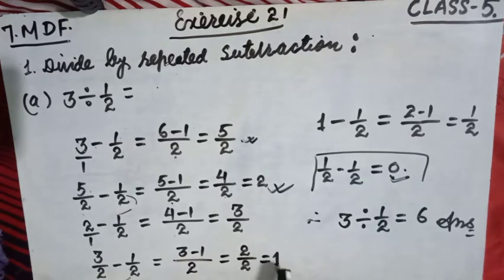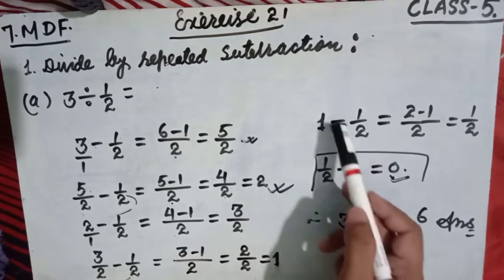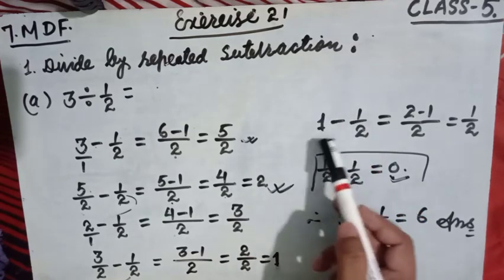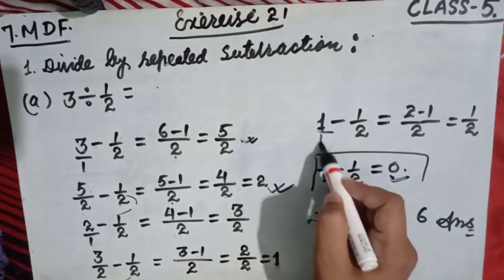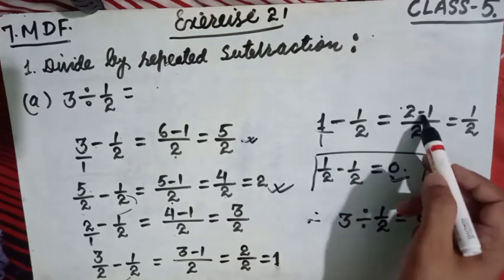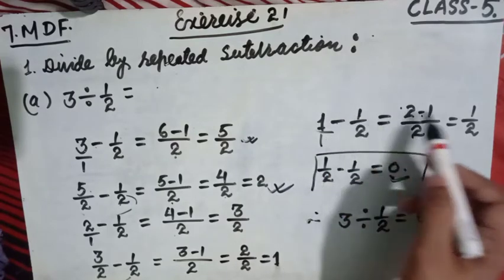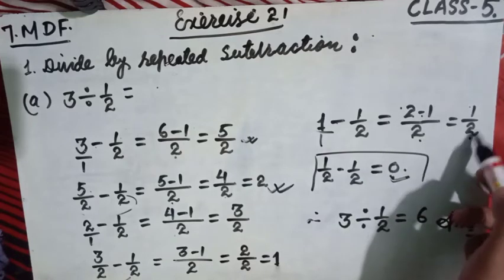Then once again, this half is subtracted from 1. 1 minus half means half will be left. 1 minus half, take the LCM of 1 and 2. Either we can solve like this. Here the LCM is 2. 2 multiplied by 1 is 2, minus 2 divided by 2 is 1, 1 multiplied by 1 is 1. 2 minus 1 by 2. Here 2 minus 1 is 1, and 1 by 2 means half.